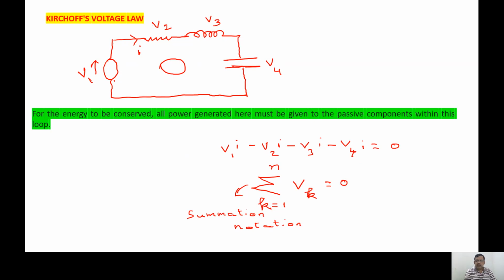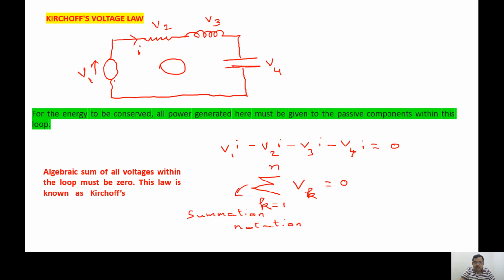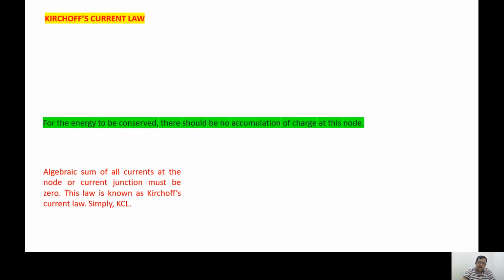So mathematically I have written it, and the statement says the algebraic sum of all voltages within this loop must be 0. This is simply known as Kirchhoff's voltage law, simply KVL. And KVL and KCL are extremely essential to analyze any electronic circuit, as we will see throughout this course. Okay, now what about KCL, Kirchhoff's current law?